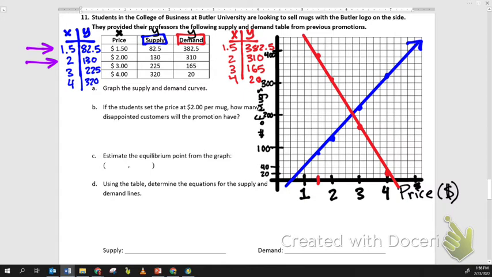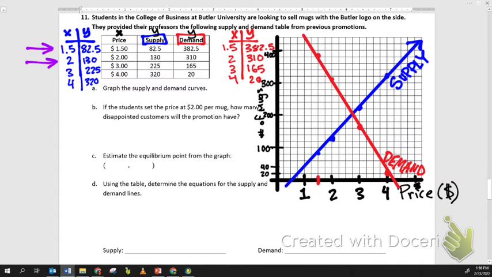So, tomorrow, what I forgot to do, but if you're not using different colors, you'll want to label each. This one is supply, and this one is demand. You'll want to make sure you're labeling both.